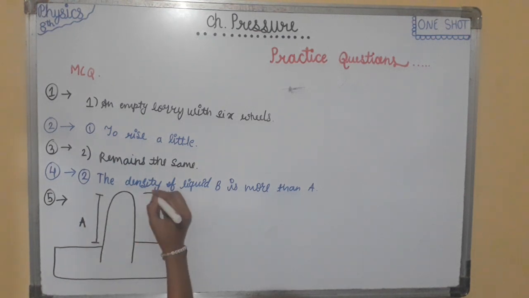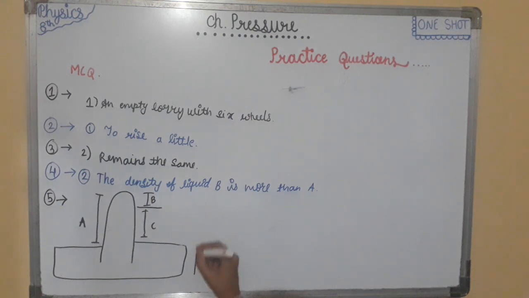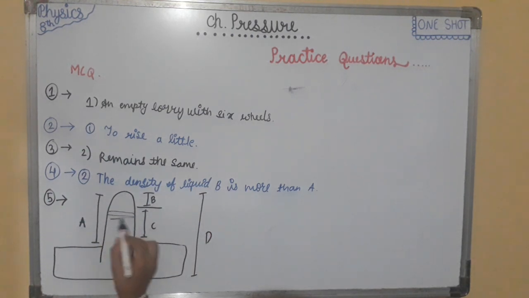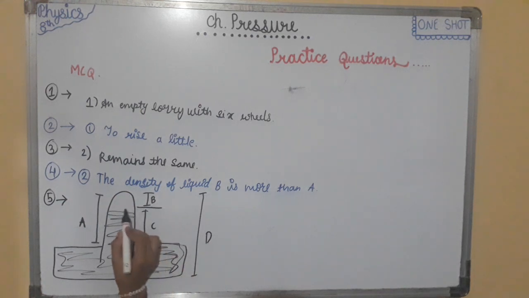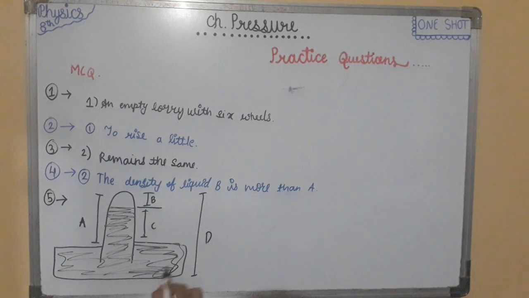This is length B and this is length C, like this. Then the whole length is D. And the mercury barometer is filled till this point, till point C.